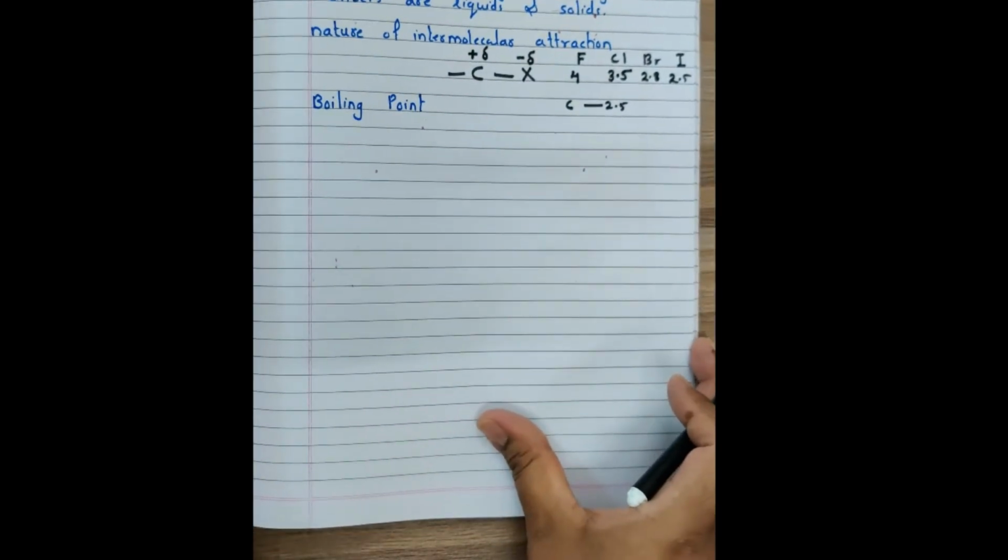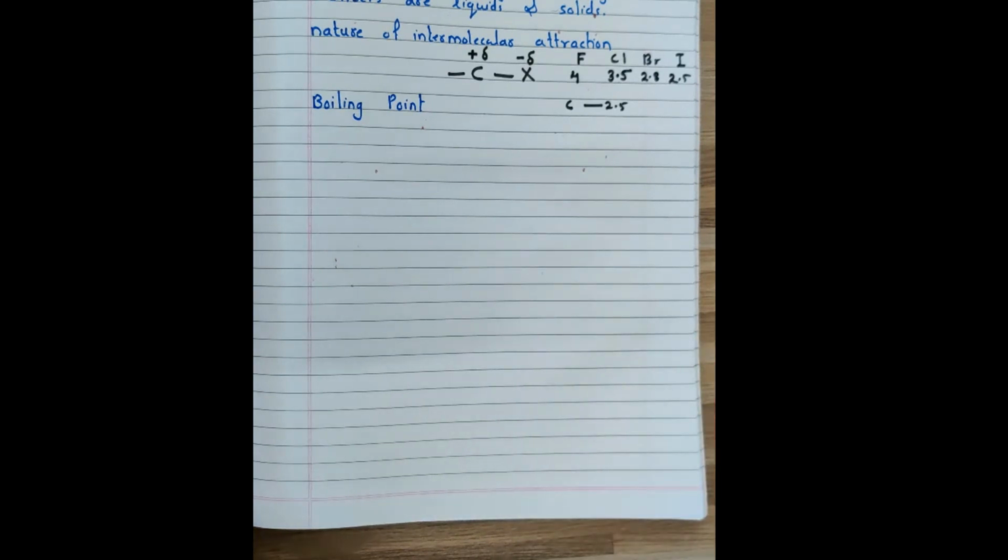Now with this knowledge, you should be able to know that all the carbon-halogen bonds in haloalkanes are polar, except for the carbon-iodine bond. The carbon-iodine bond will not be a polar covalent bond because the electronegativity of both is the same. Understood? Now let's move towards the boiling point.